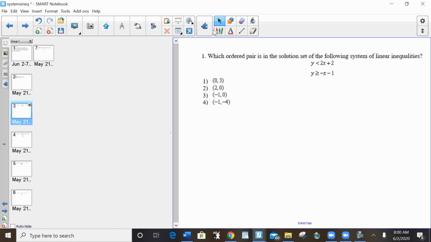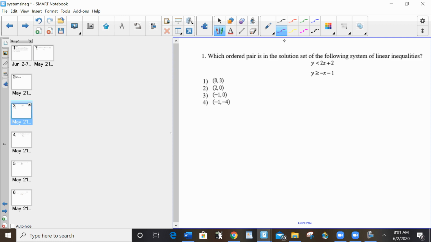Which ordered pair is in the solution set of the following system of linear inequalities? Now, there's different ways to do this question. I'm just going to do it one way. I'm going to do it algebraically by substituting each answer. If it's the calculator section, you can type this into the calculator and look at it. But maybe I'll show you both ways. But I want to focus on the algebraic one. So let's get my pen ready here.